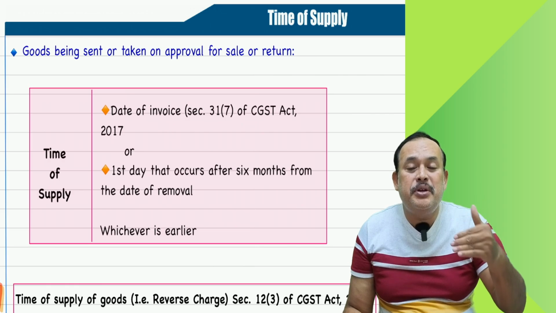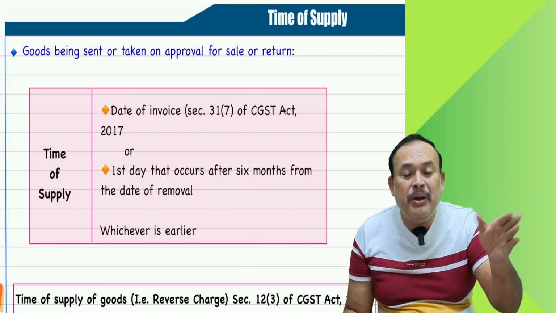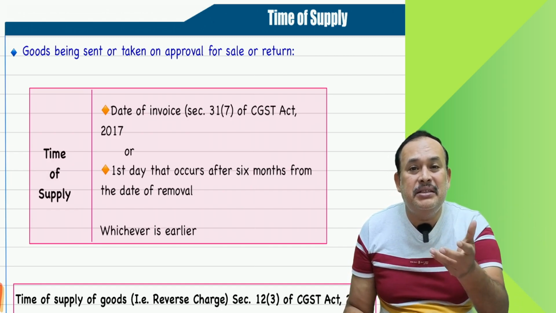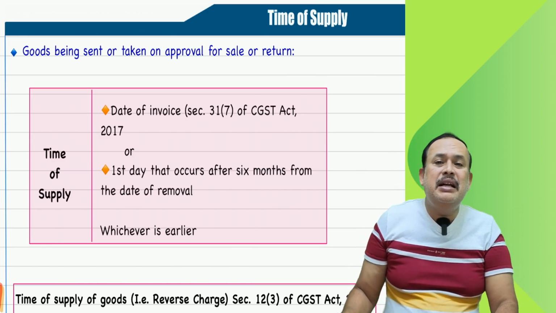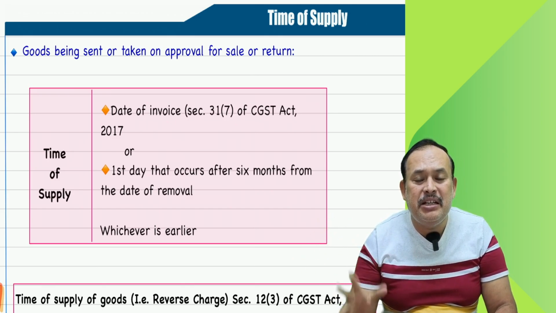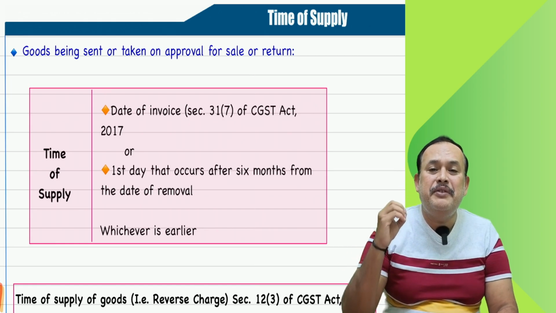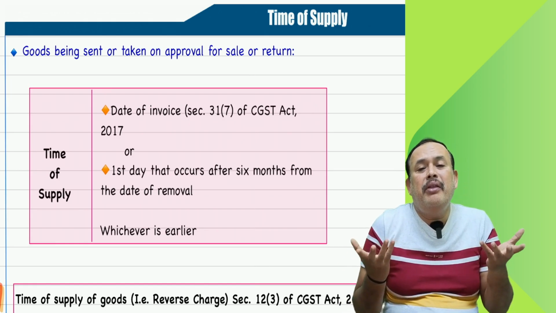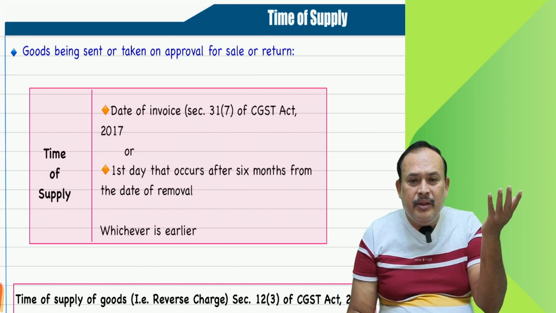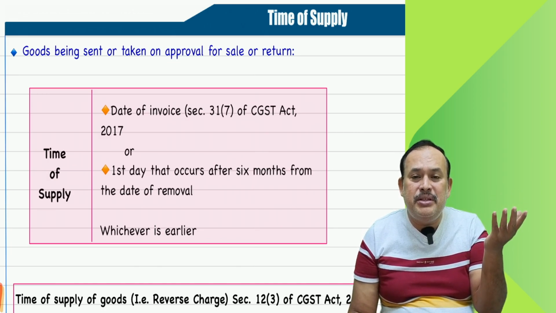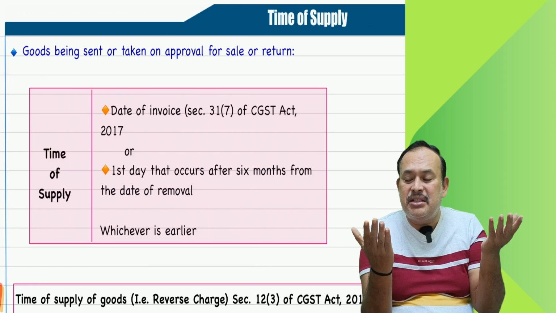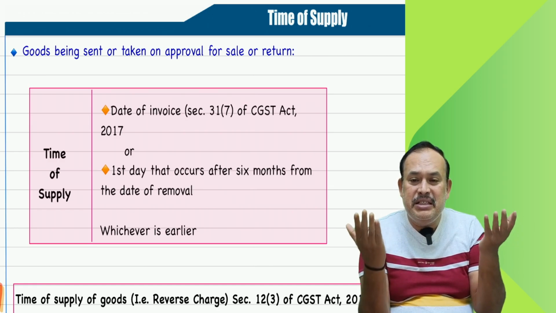Section 31, subsection 7 says the invoice should be issued before supply, at the time of supply, or when 6 months end from the date of supply, among the three, whichever is earlier. So the date of invoice or the first day that occurs after expiry of 6 months from the date of dispatch of the goods, among the two, whichever is earlier. I simplified this: refer to the date of invoice, and in the case of goods sent on sale or approval basis, refer to the 6 months from the date of dispatch, whichever is earlier.